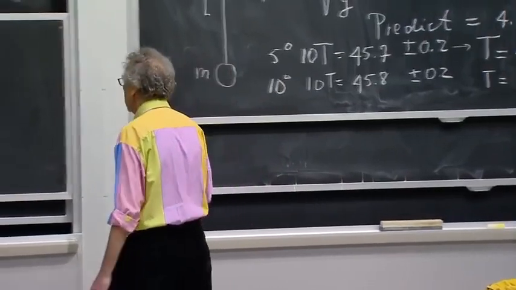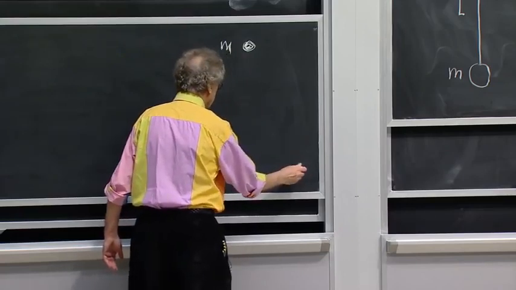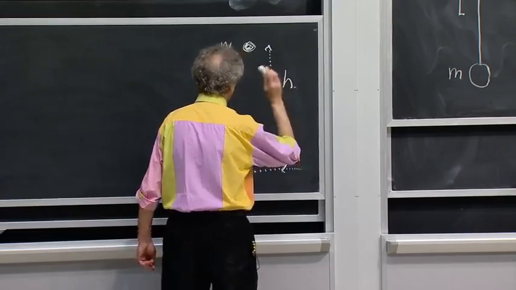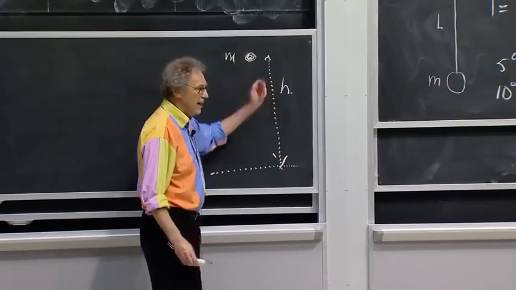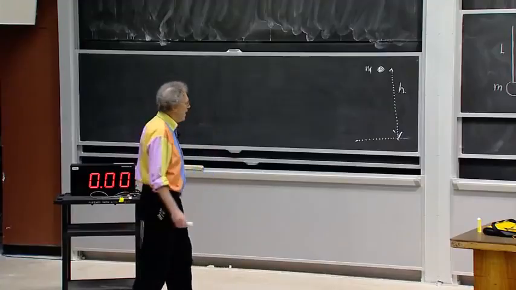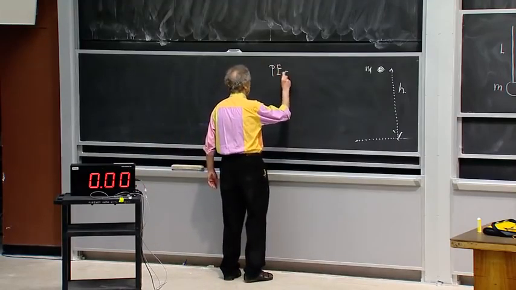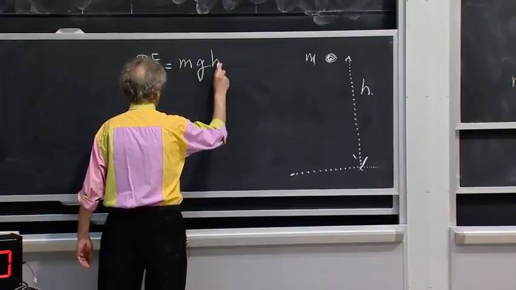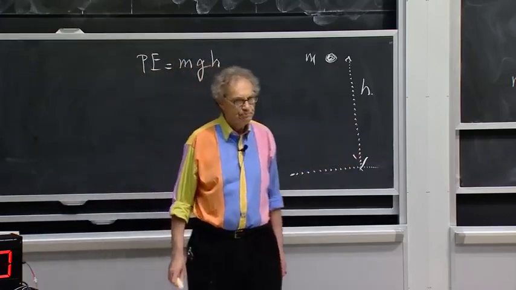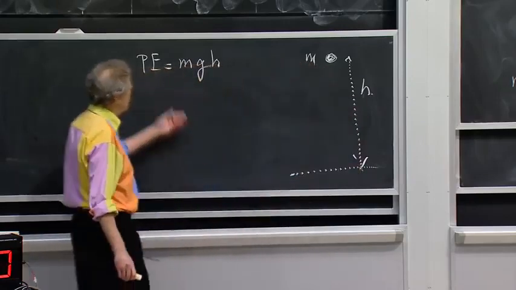Suppose the object has a mass m and is a distance h from the floor. Here's the floor, here's the object, h. We associate with the position of that object an energy that has a name. We call that potential energy. And that potential energy is mgh. You already know what g is. Well, h is this distance in meters. So when the object is here on the floor, h is zero. So there is no potential energy.